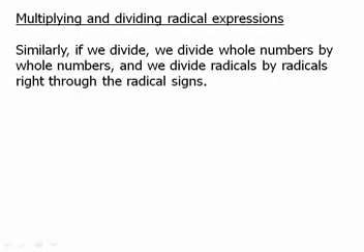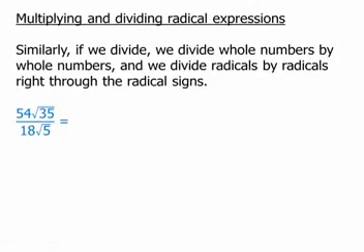Similarly, if we divide whole numbers by whole numbers, and we divide radicals by radicals right through the radical signs. So if we had something like this, we separate it out into whole numbers and radicals. As it turns out, 54 is a multiple of 18. 18 times 3 is 54, so that will simplify to 3. We can divide 35 divided by 5 right through the radical, and we get 3 root 7.